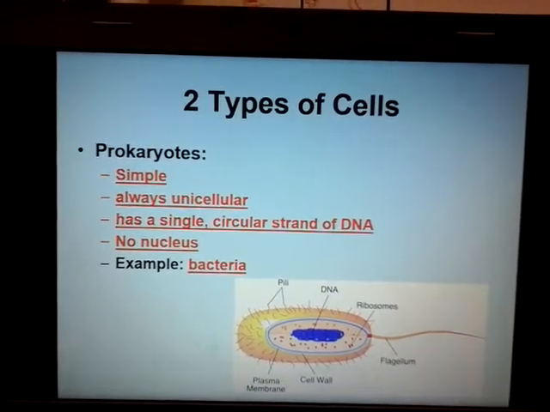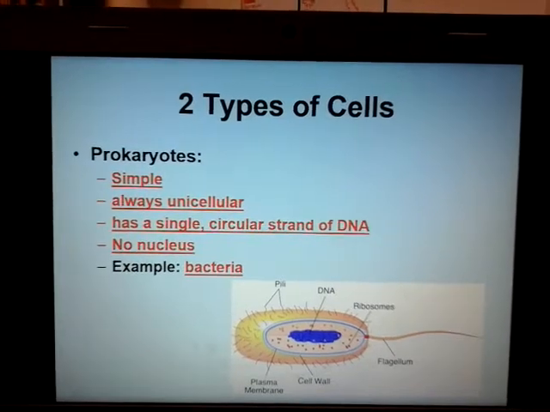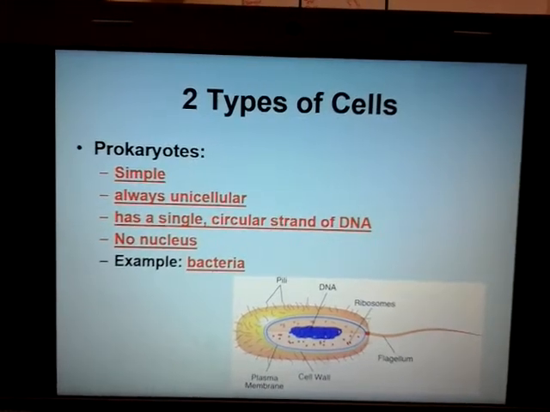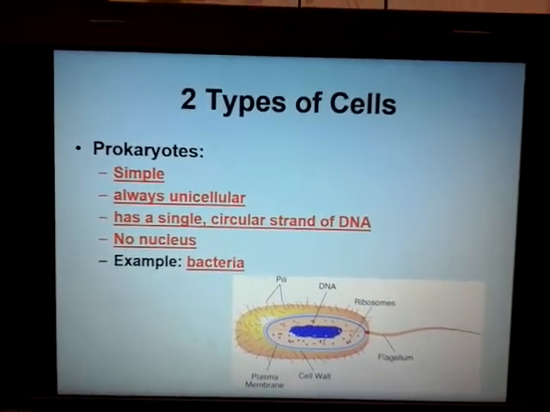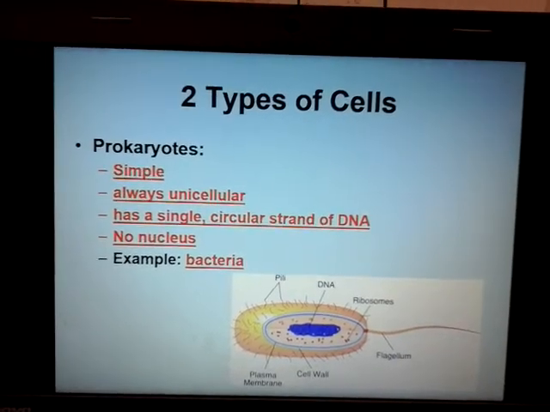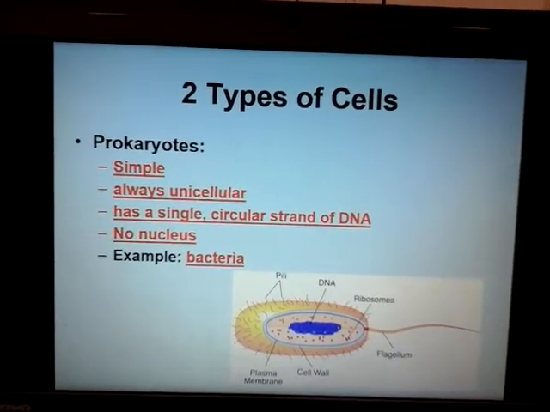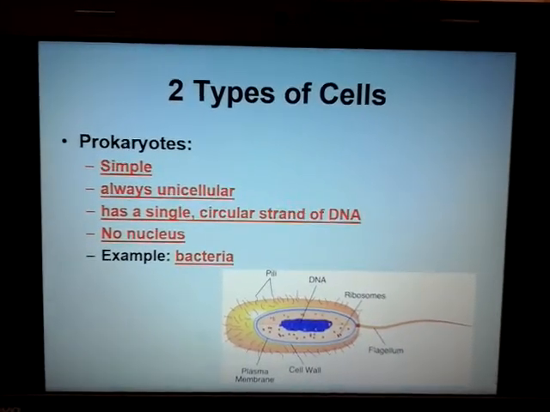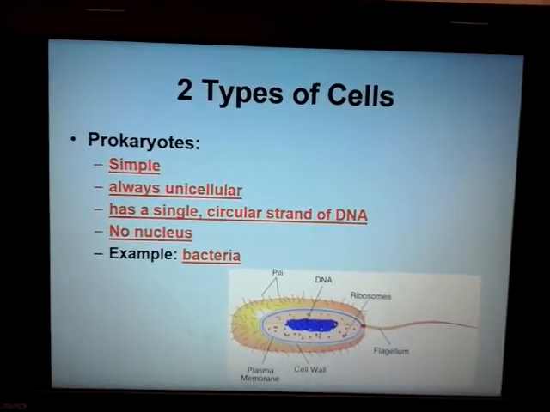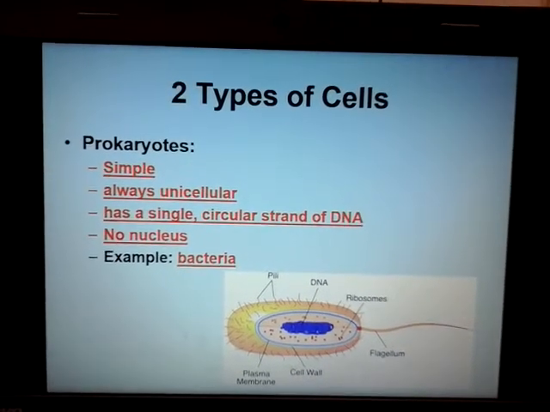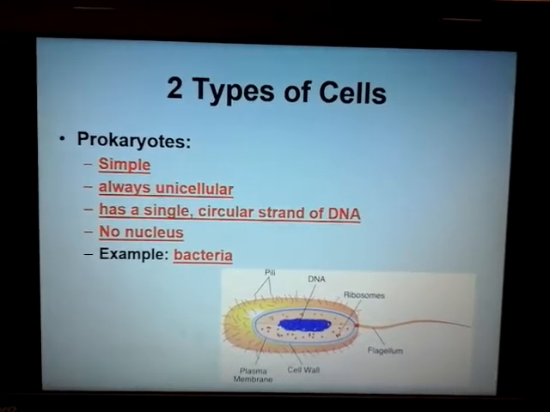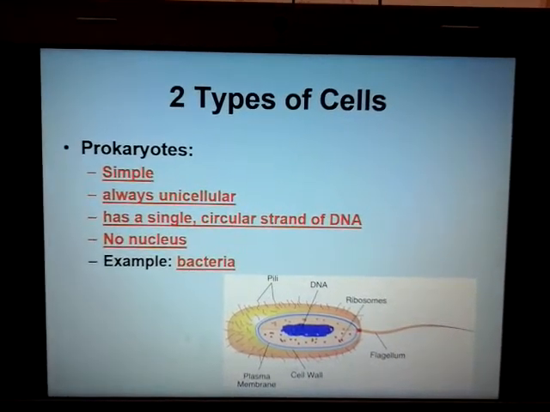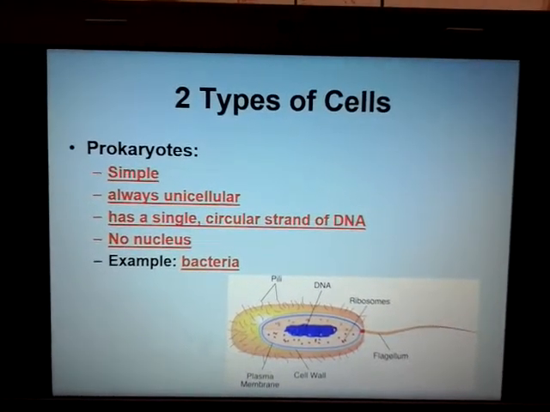Now, they do have DNA, but they just have one piece of DNA. And it's in a circle. And so you're going to hear me talk about a plasmid. So write plasmid down. A lot of times the DNA of a bacteria is called a plasmid. So if you find a cell that has one piece of DNA in a circle with no nucleus, we automatically call you a bacteria. Bacteria are the only creatures in nature that do not have a nucleus. So all bacteria are prokaryotes.